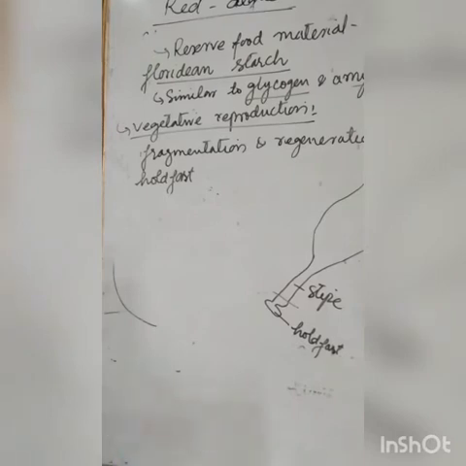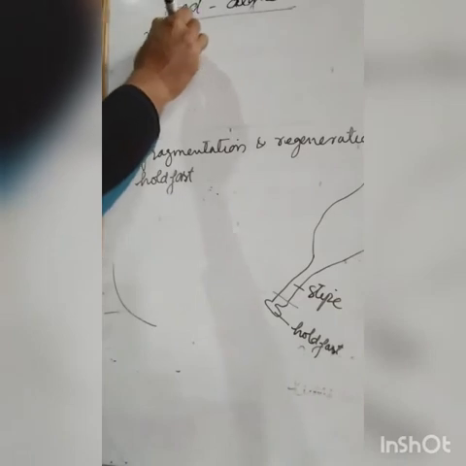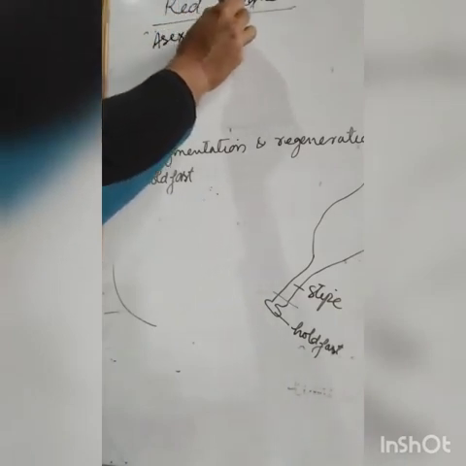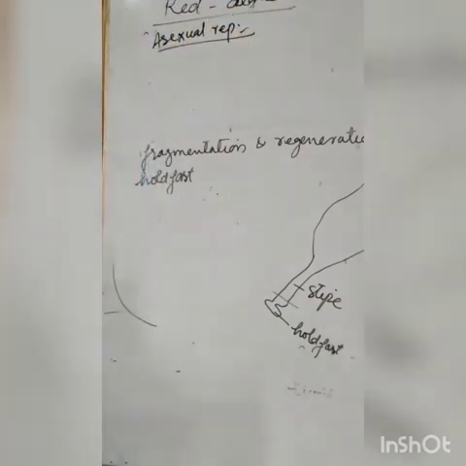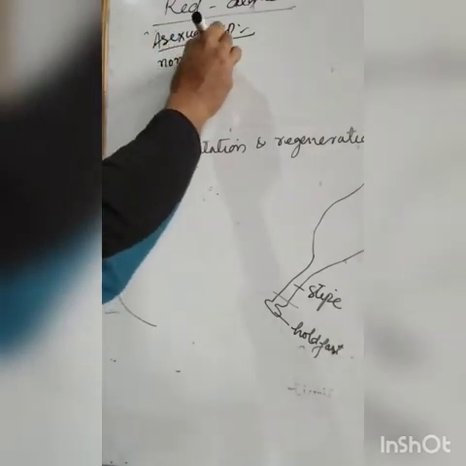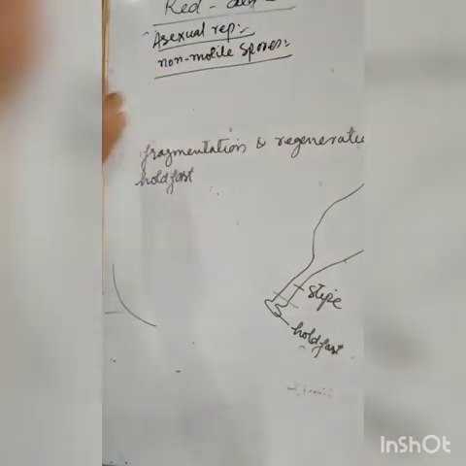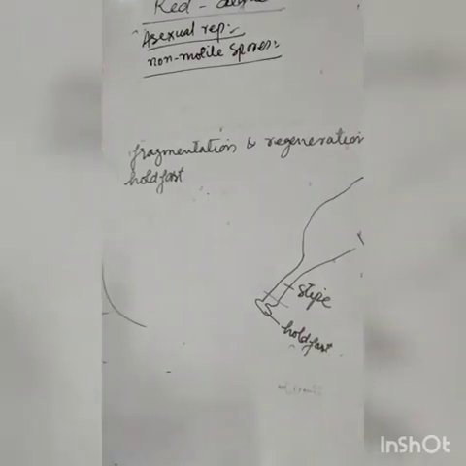Asexual reproduction occurs by the formation of non-motile spores. Asexual reproduction होती है by non-motile spores से.